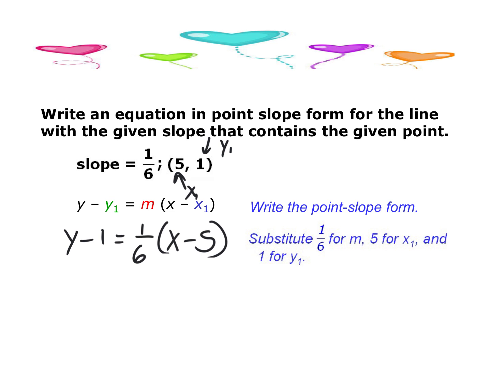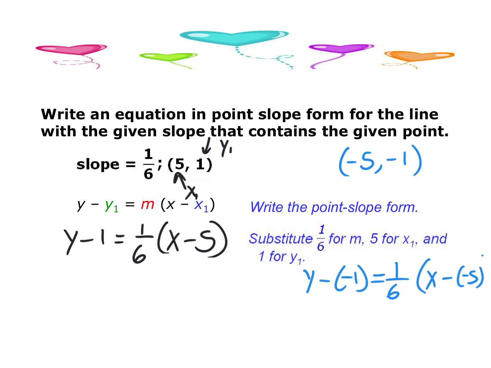Now, I do want to mention, guys, if, for example, the point was negative 5, negative 1, and the same slope, we would write it as y minus negative 1 equals, again, the same slope, x minus negative 5. And I do want you to notice that when we do that, this minus negative 1 is going to become positive, and this minus negative 5 is going to become positive. So we actually end up with y plus 1 is equal to 1 over 6, parentheses, x plus 5.